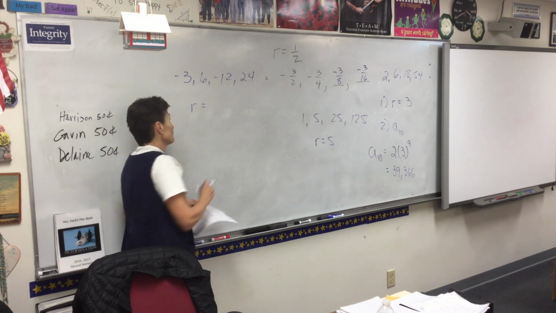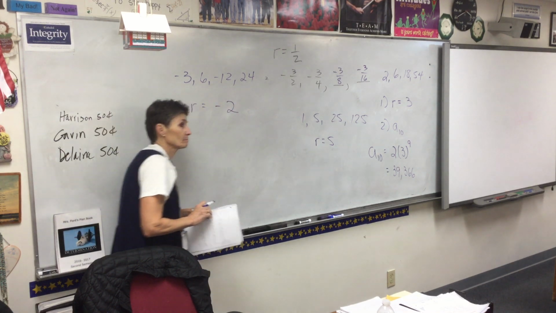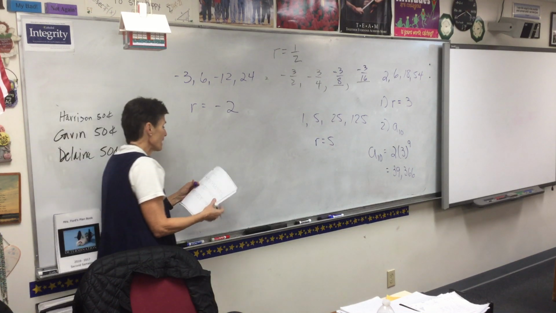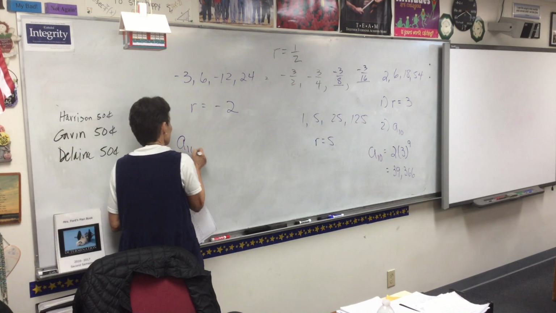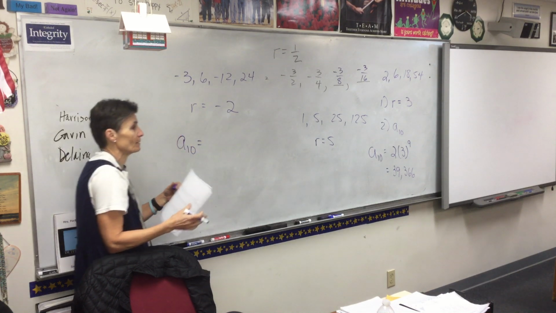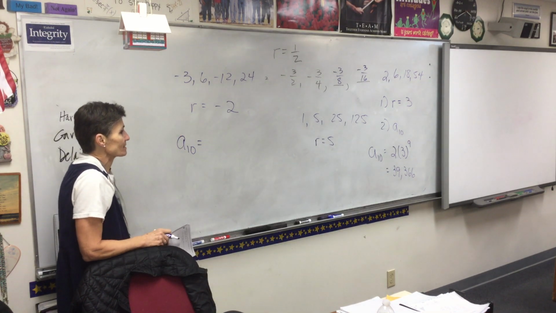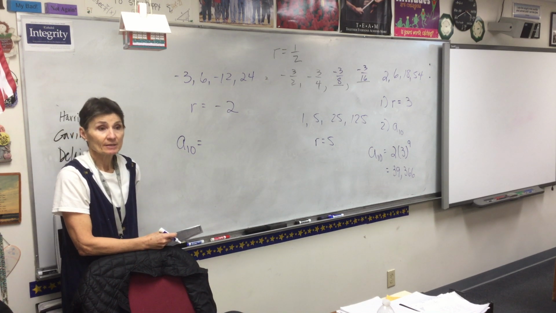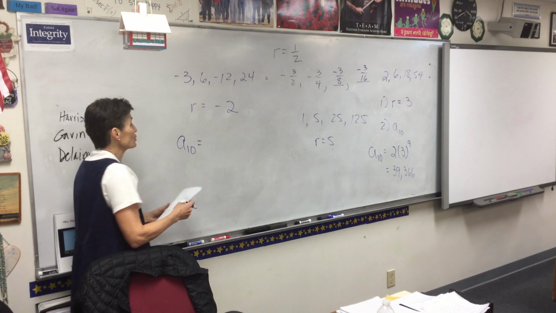My ratio is -2. Very good. Everybody get that? Now, once again, we want the 10th term. There's nothing special about the 10th term, just that's the one we're asking for. How do we find the 10th term? What do we start with?